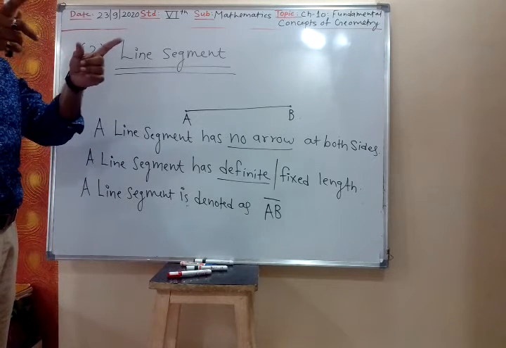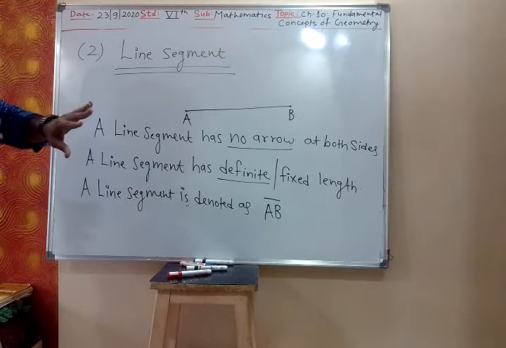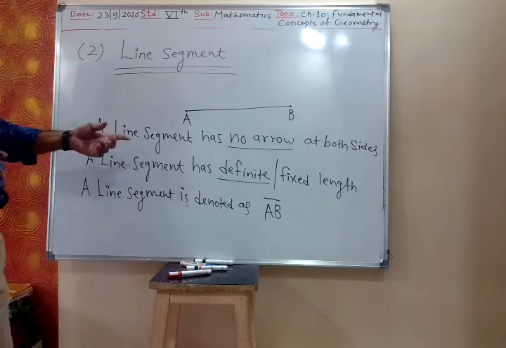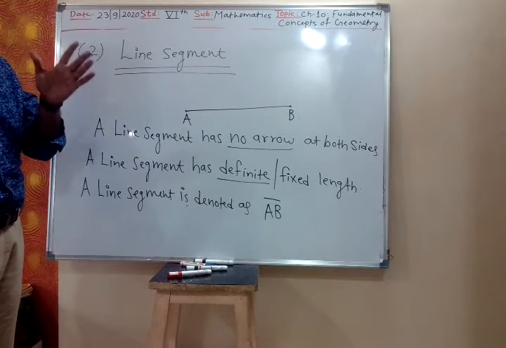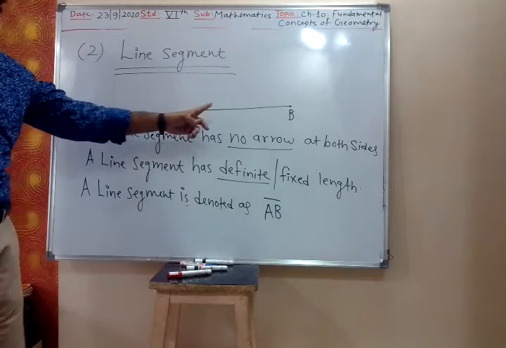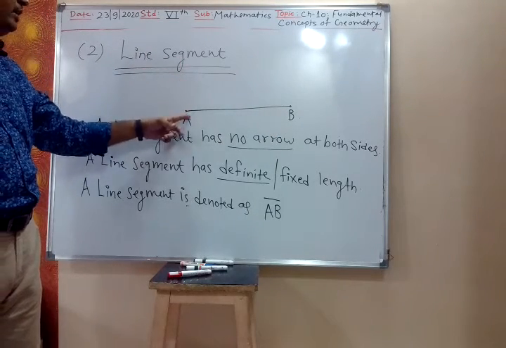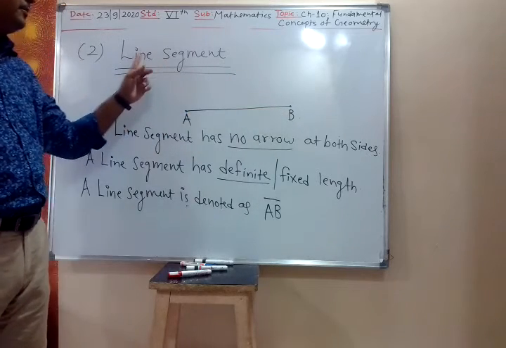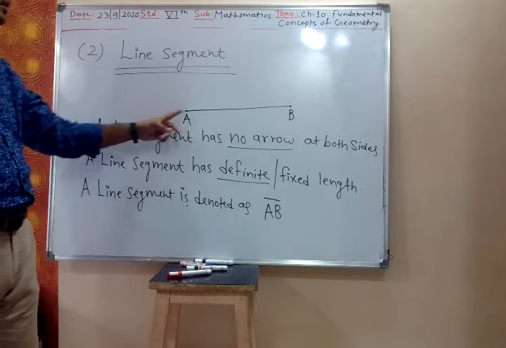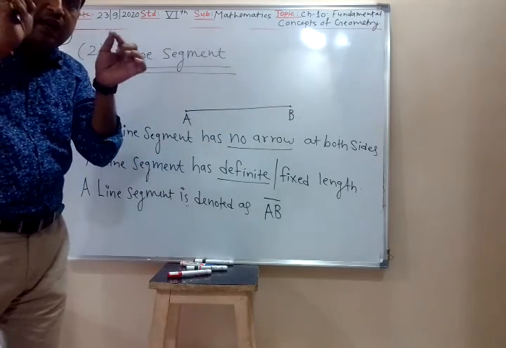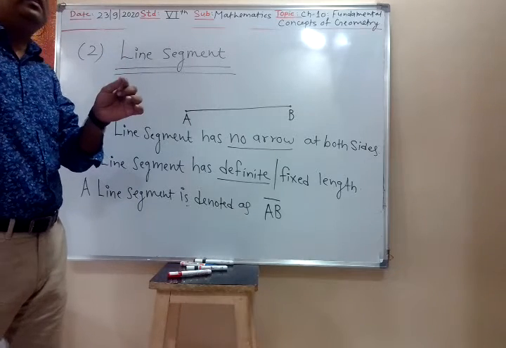Whenever there is arrow at both the sides, it is a line. Whenever there is no arrow at any side, it is a line segment. Whenever there is arrow at A and arrow at B, it is a line. Since there is no arrow at A, I cannot extend A further. Whenever there is arrow, you can extend.